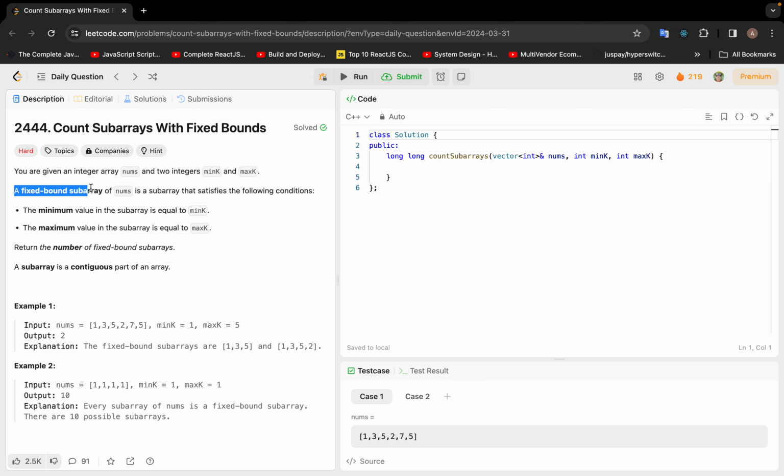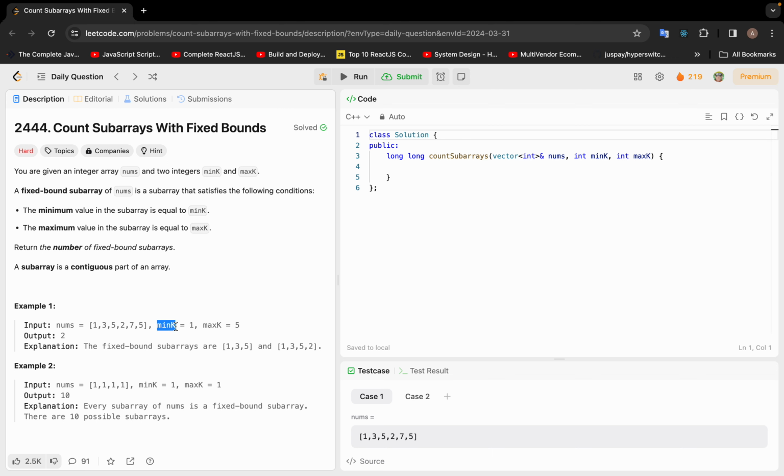A fixed-bound subarray of nums is a subarray that satisfies the following conditions: the minimum value of the subarray is equal to minK and the maximum value of the subarray is equal to maxK. Return the number of fixed-bound subarrays. Okay. So again, we need to find the count of subarrays with the given conditions.